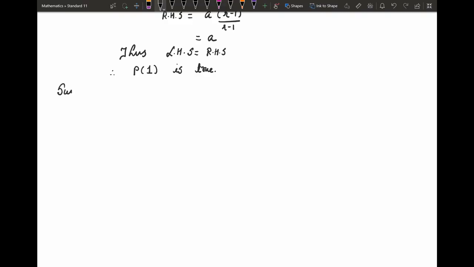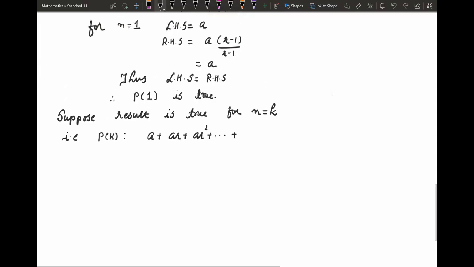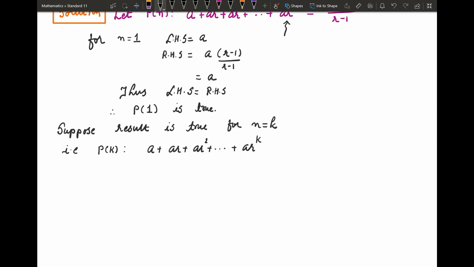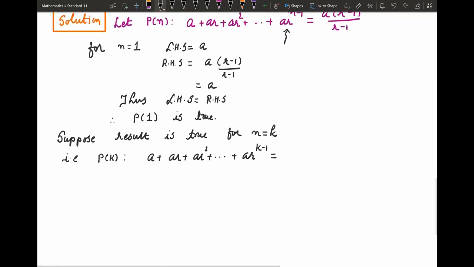Now suppose result is true for n equal to k, that is P of k where a plus ar plus ar square and so on up to, now k term, this is general term, so replace n by k, so ar raised to k minus 1 equal to a r raised to k minus 1 upon r minus 1. We denote this by result 1.